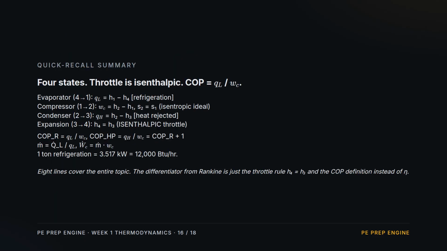Quick recall. 4 states, 4 balances. Evaporator, QL is H1 minus H4. Compressor, work is H2 minus H1, S2 equal to S1 when ideal. Condenser, QH is H2 minus H3. Expansion valve, H4 equals H3, isenthalpic, the non-obvious rule. COP is QL over work, or QH over work for a heat pump, 1 greater. Mass flow is capacity over refrigeration effect. 1 ton is 3.5 kilowatts.